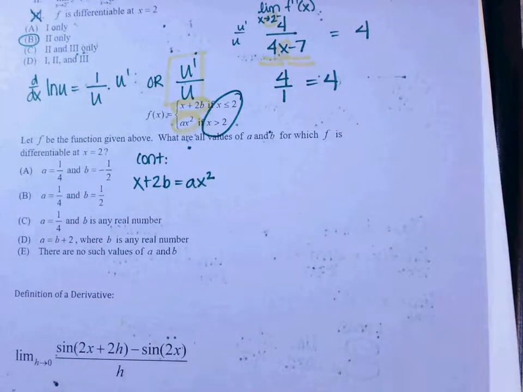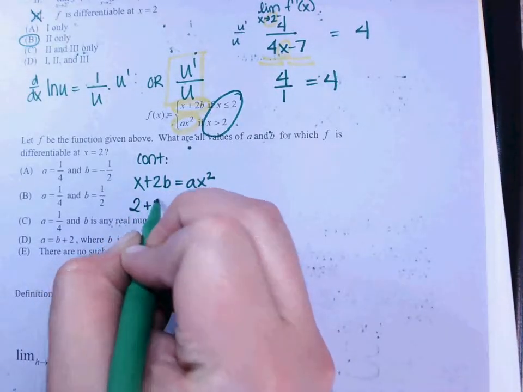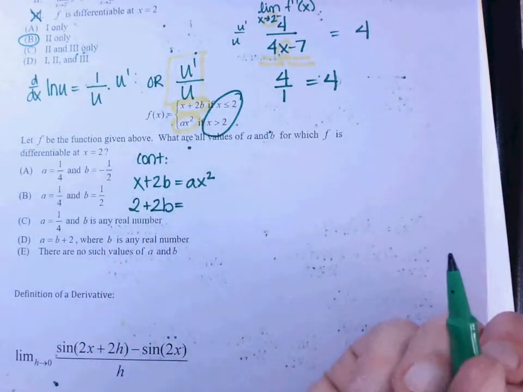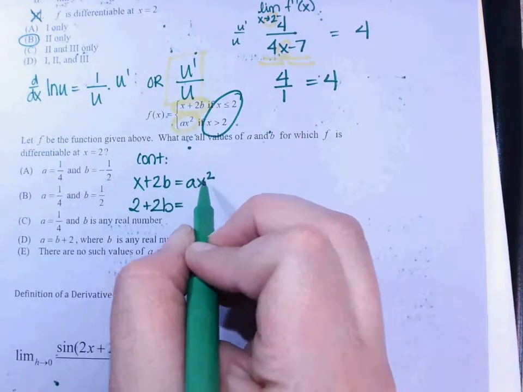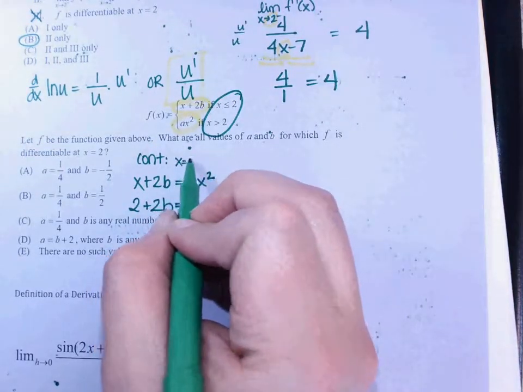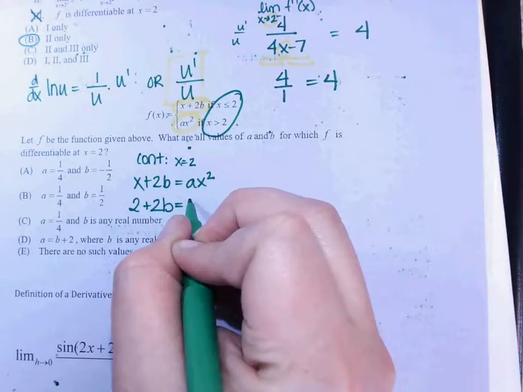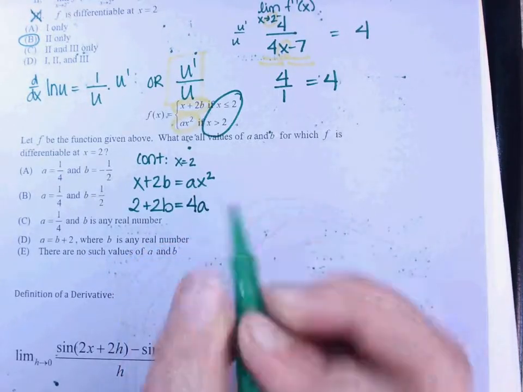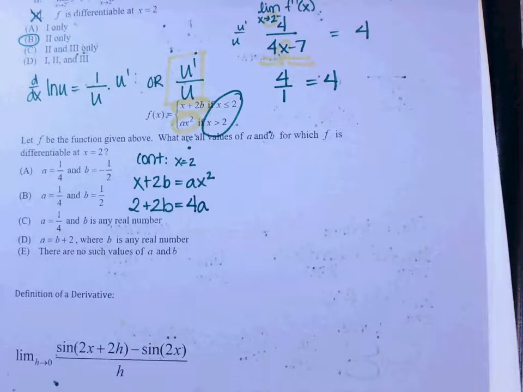So I'm going to go ahead and plug in 2 as well. So I'm going to have 2 plus 2b. What am I going to get on the other side when I plug in a 2 here? 4a, yeah. Because the 2 squared gives you the 4. And then when I get to there, notice you have 2 sets of letters. So let's stop for a second. We want it to be continuous and what?